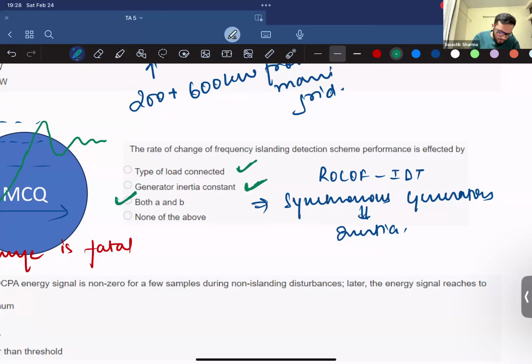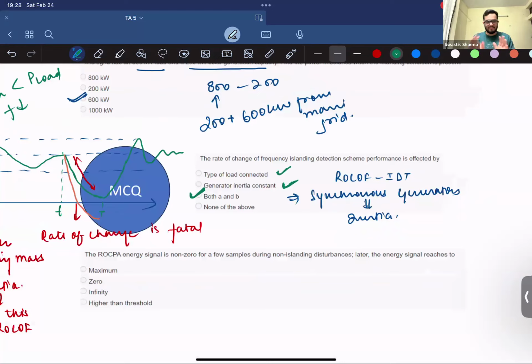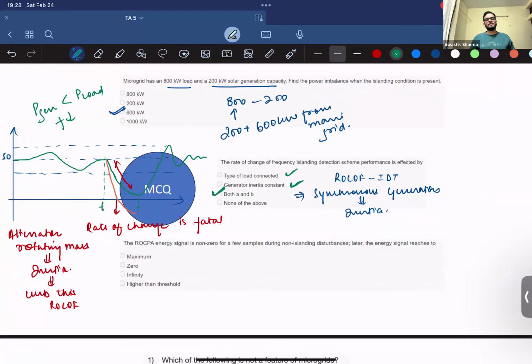So the correct answer is both A and B. So does everyone get it now? Yes, sir. Actually, I forgot the generator concept, inertia concept. That's why. Okay, no worries.